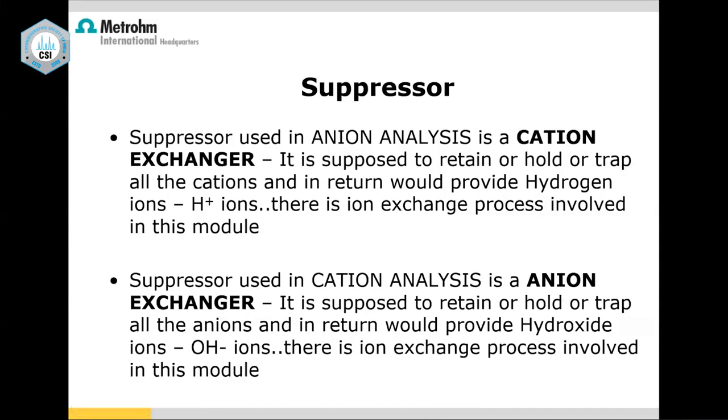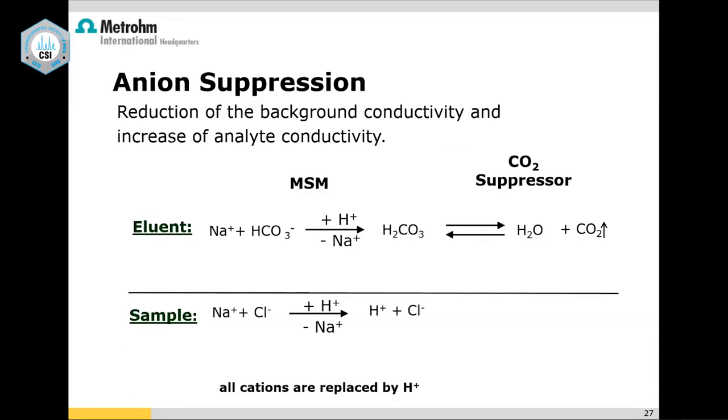How it works, you will see. The job of the suppressor is to reduce the background conductivity, that means the mobile phase conductivity, the eluent conductivity, and increase the analyte conductivity, or analyte sensitivity. So let us see how it is.